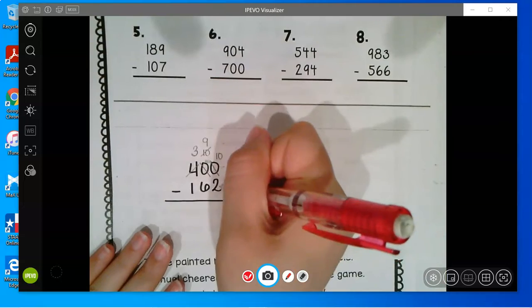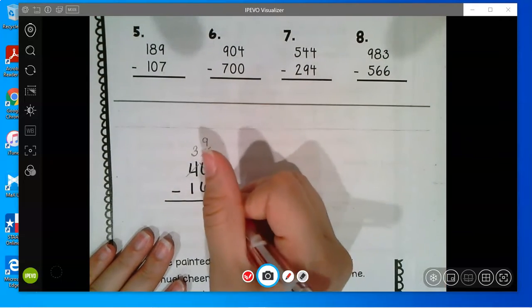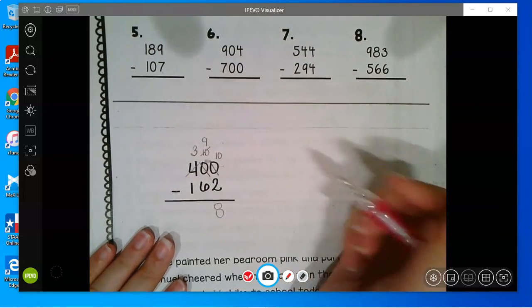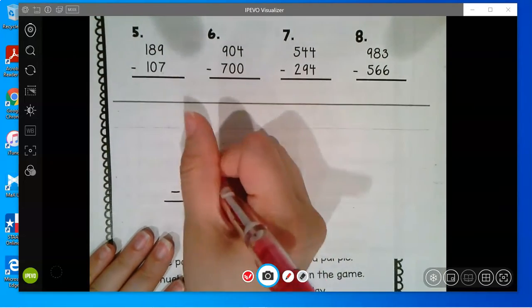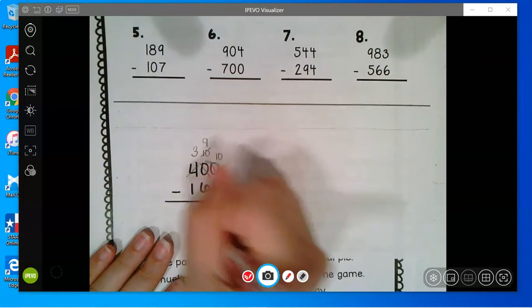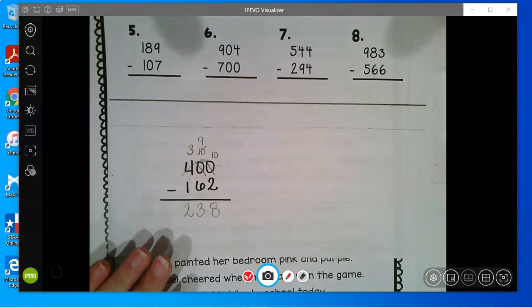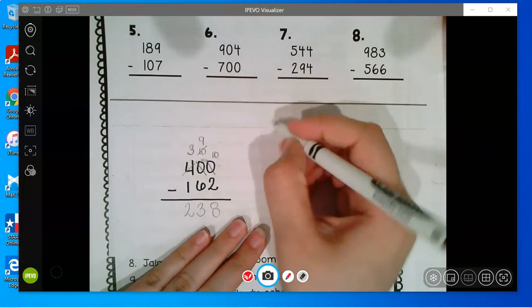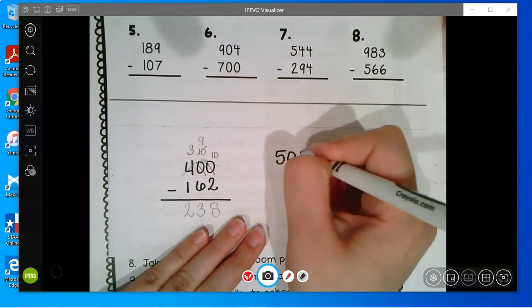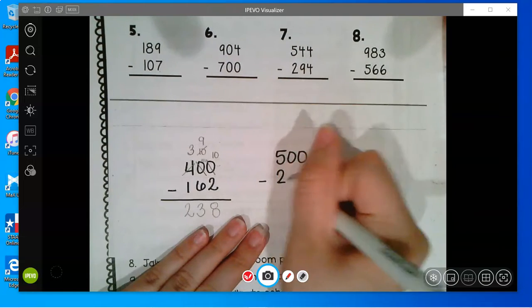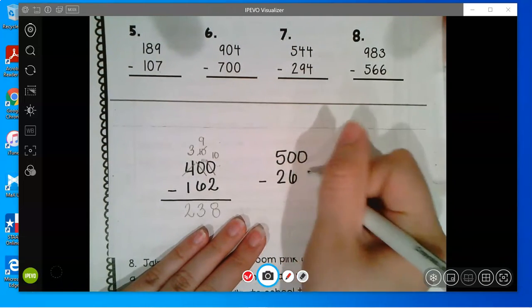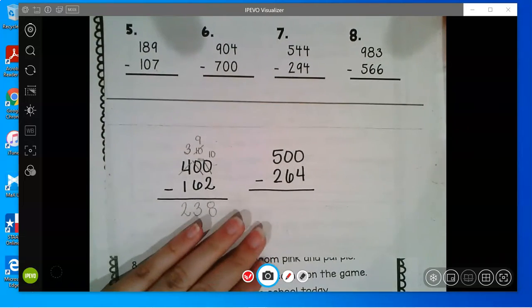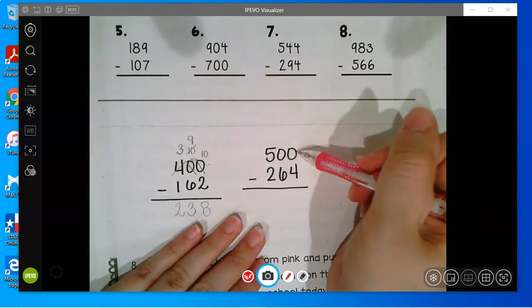So 10 minus 2 is 8. 9 minus 6 is 3. And 3 minus 1 is 2. Let's do another one of those. So come over next to that one and let's do another one. So let's do 500 minus 264.